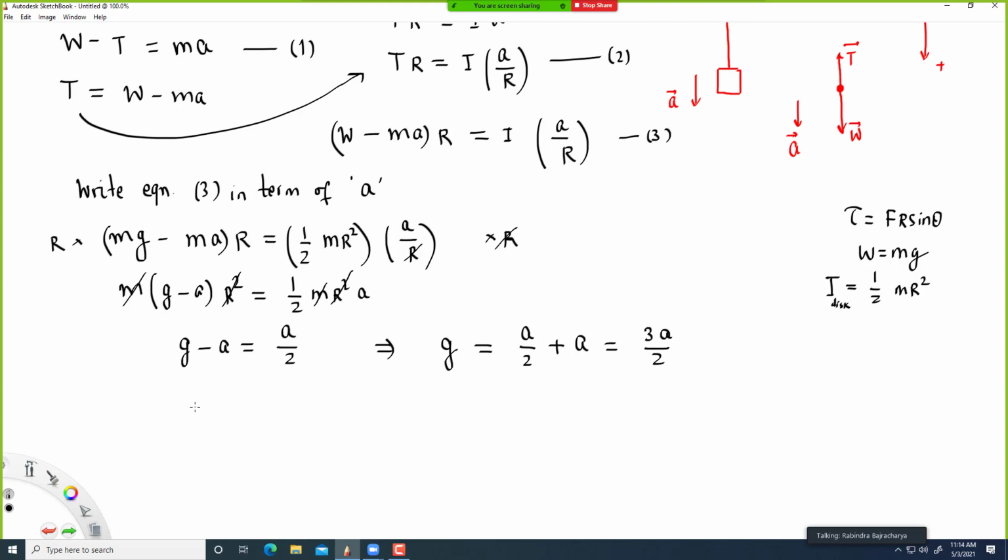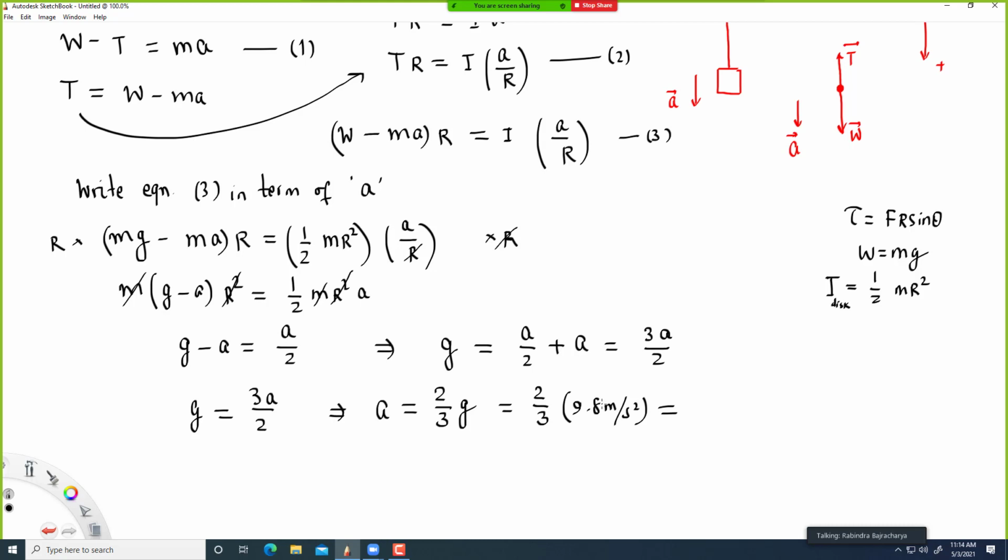Now what's left here? g is equal to 3a over 2. So write in terms of a. So a would be 2 over 3 g. Okay, 2 over 3 g, with g being 9.8 meters per second squared. So if you do the math, you get 6.5. Okay.